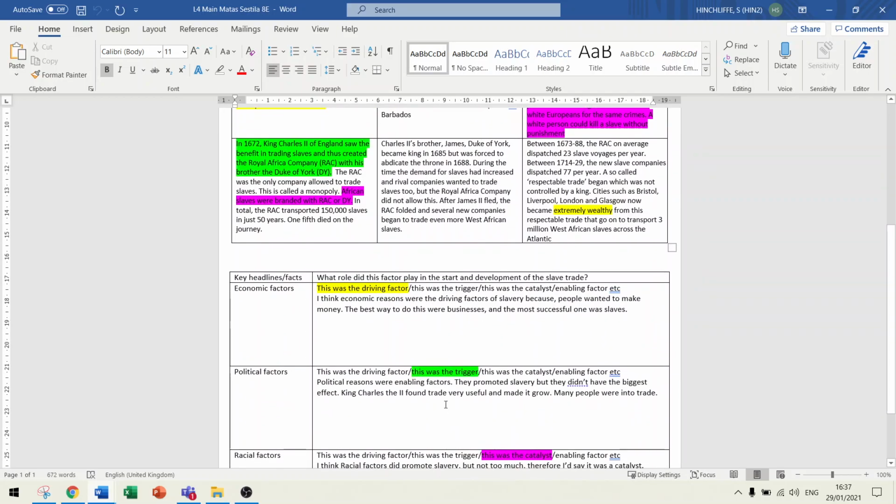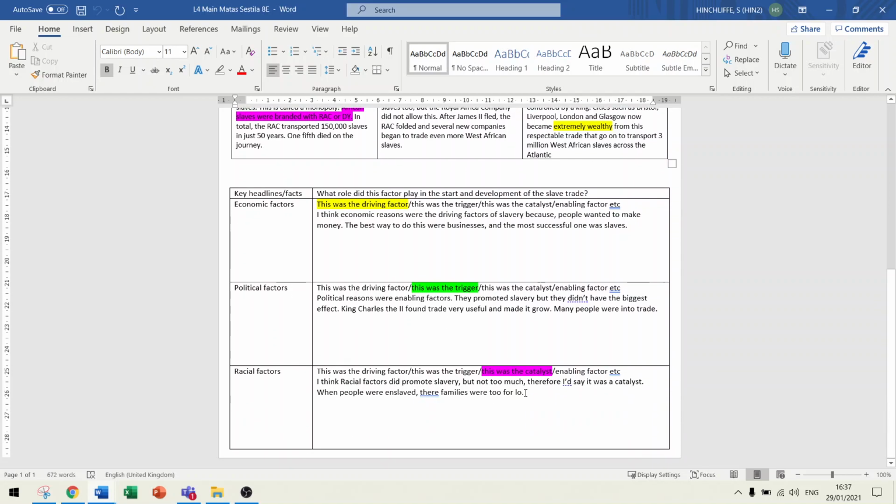Political factors promoted slavery, but it wasn't the biggest effect. A really good analysis there. Again, it triggered it. King Charles II creates the Royal Africa Company. He makes it grow because he sees the economic benefits, but it kind of triggers him to do it because of the economic benefits. And then finally, Matas argues that racial factors sped up the development of the slave trade.